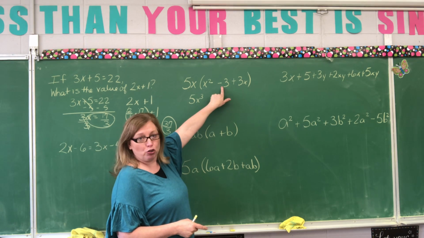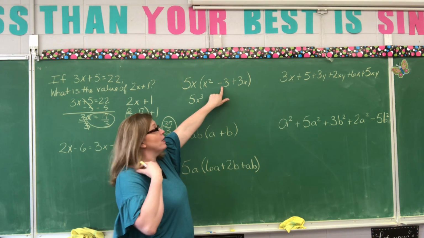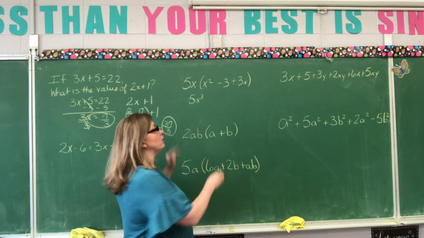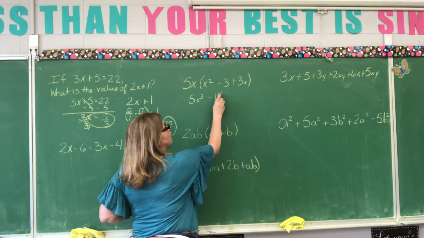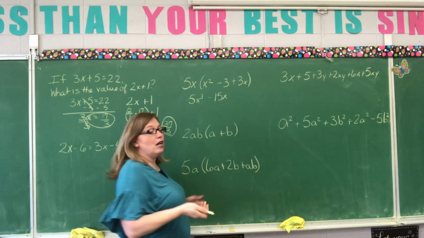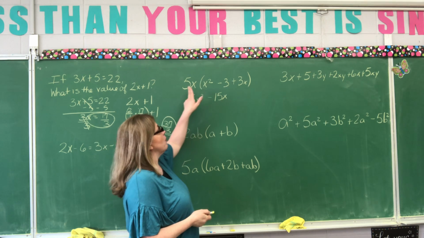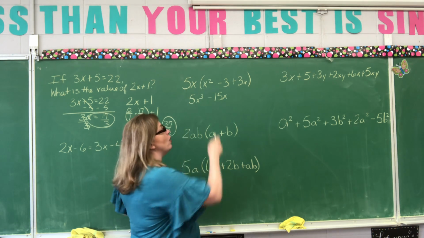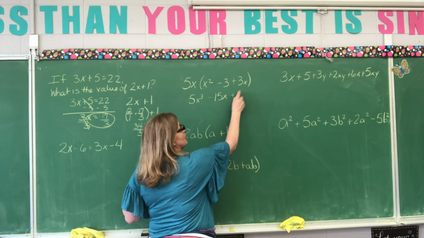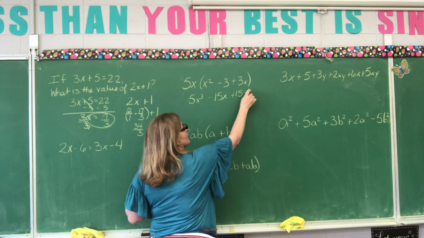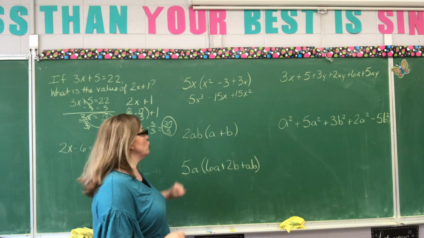Look at the next one. We have a negative 3, because our sign goes with our number. Negative 3 times 5x. Well, negative 3 times 5 is a negative 15. And the x is not multiplied with anything. Now we have a positive 3x, and we're going to multiply that by 5x. So 3x times 5x is 15x squared.